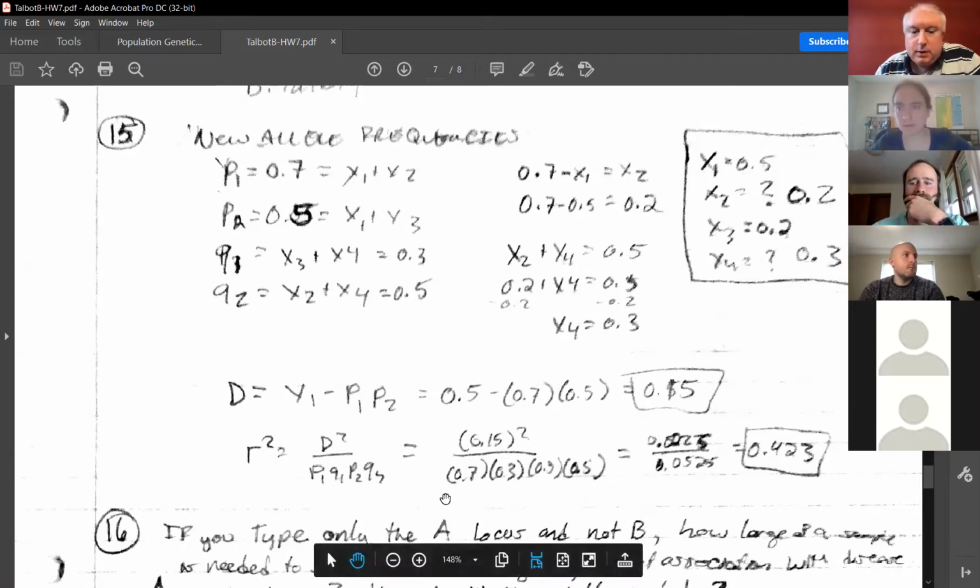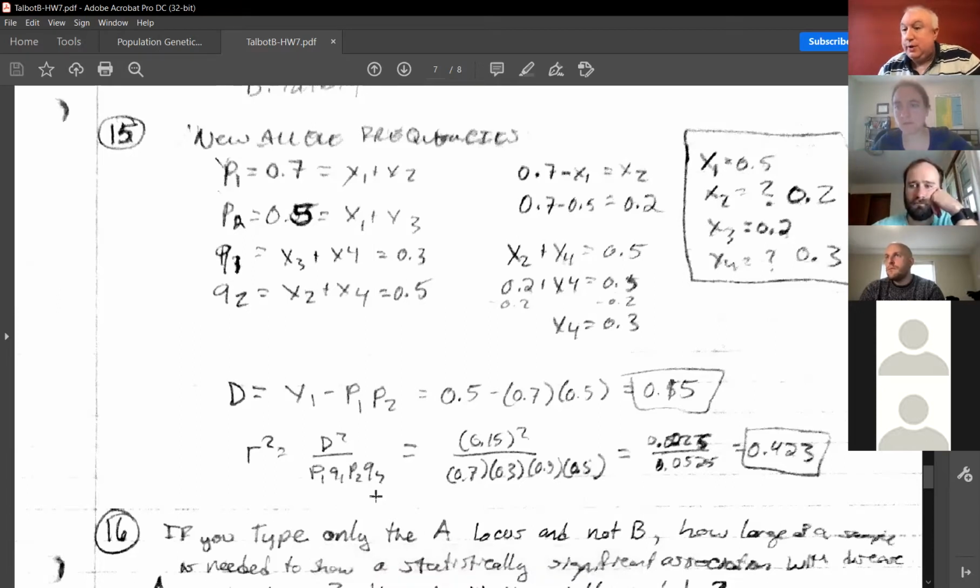Something went funky here in your estimates of the other two haplotypes. You easily could do this by assuming the R squared is the same. You should be able to find the other two haplotype frequencies, given the allele frequencies. You have enough data to do it. But something must have gone wrong in the algebra here.